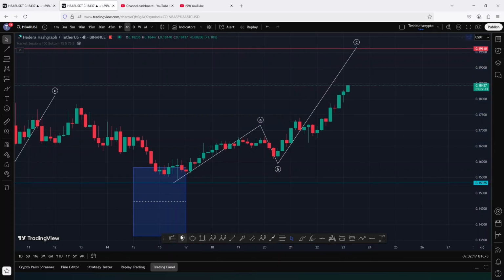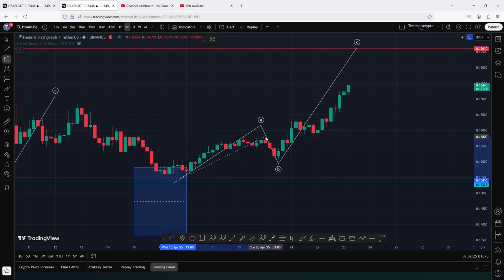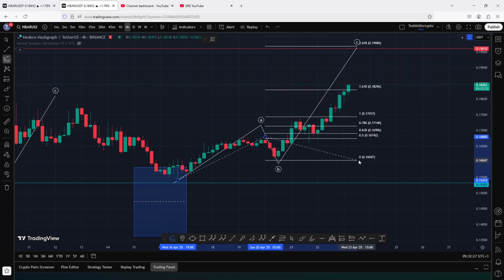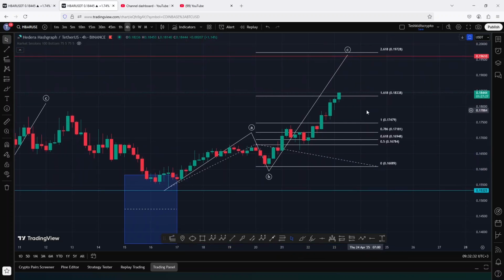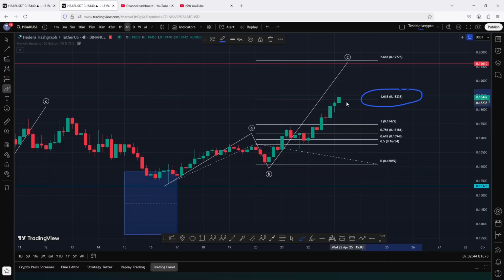and whatever is playing out at the moment is the final phase of that ABC corrective structure in the formation of that wave C, whose minimum target areas can be given by connecting the Fib extension from the low of the first wave to the high of that wave A, then connecting the Fibonacci's to the low of the wave B, and the minimum target area was on the Fib level 1.618, and that lies above the 0.18338, which is an area that we have not fully maximized. And if by any chance we continue seeing further momentum to the upside, then we can easily get to the Fib level 2.618 above the 0.19728 in the next coming hours.